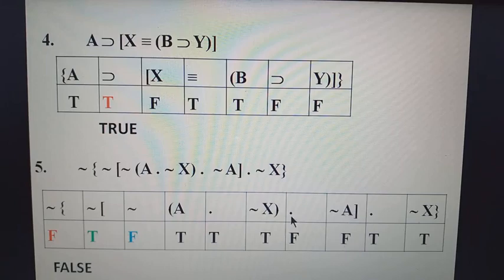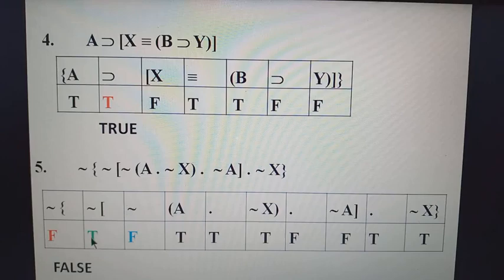And this is a conjunction. A conjunction is only true when both conjuncts are true. This is false and this is false. For that reason, it is false. So this bracket is therefore false. Everything here within this bracket has been negated. So if this bracket is false, it will be negated. It becomes what? True. So everything in this bracket now is true.